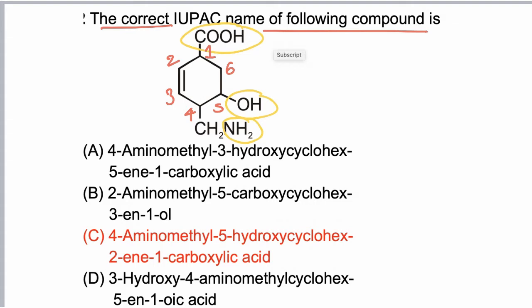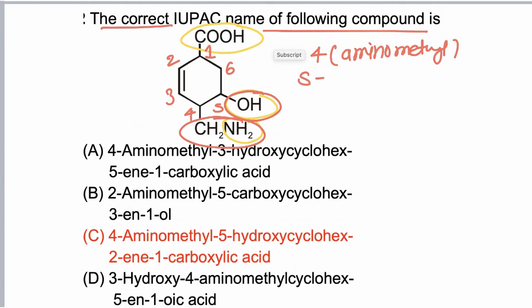Now at the fourth position, an aminomethyl substituent is present. At the fifth position, hydroxy is present. Aminomethyl is written before hydroxy according to alphabetical order. So the name of the compound is 4-aminomethyl. At the fifth position, a hydroxy group is present, so 5-hydroxy, cyclohex.